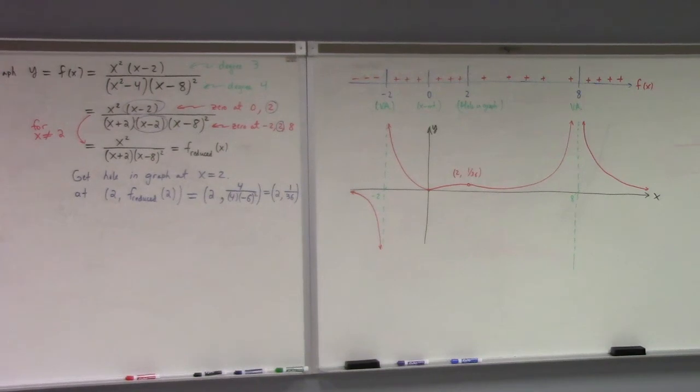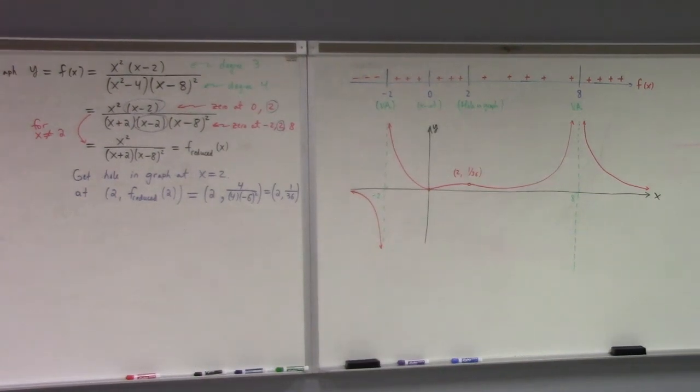There is more to say about what are called oblique asymptotes, but I think we're out of time for today, so that'll have to wait till next time.